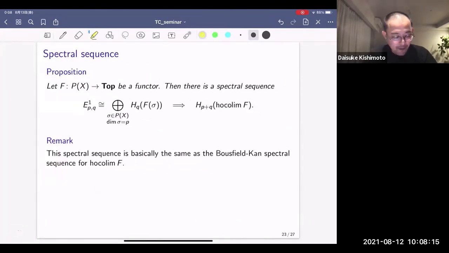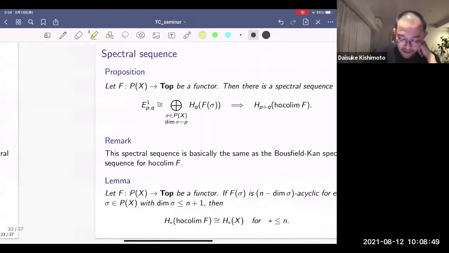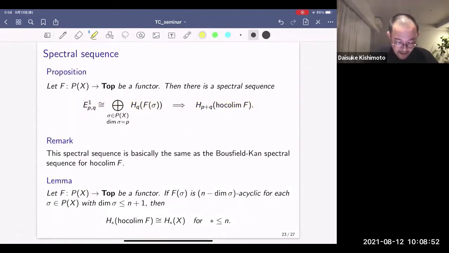Now actually, we are considering a functor over a poset, so the Bousfield-Kan spectral sequence becomes very easy. For any functor F from Px to Top, there is a spectral sequence like this, which computes the homology of hocolim F. By this spectral sequence, we get this lemma.